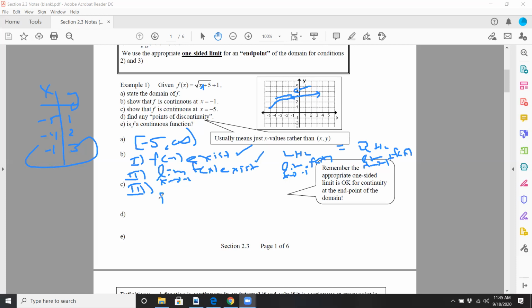And are these the same? Does f of -1 equal the limit as x approaches -1 of f of x? Well, duh. Yeah, that's 3. That limit was 3. So check again. So the answer is yes, it is continuous, and we showed that correctly. So that's example 1b. You go through the same process again for 1c.